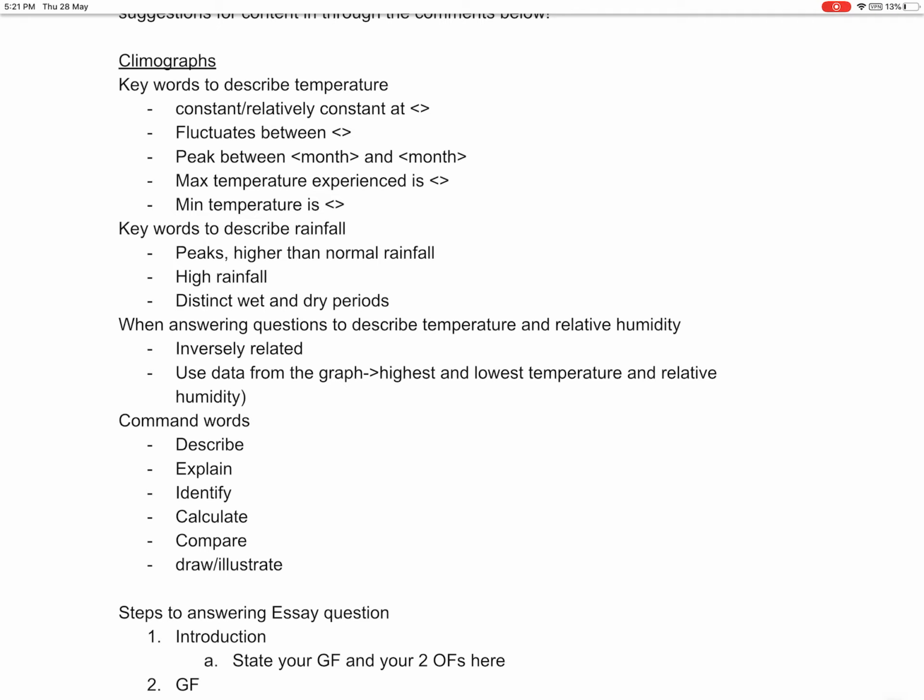For drawing and illustrating, make sure you draw clearly, label clearly, and include all the keywords that are needed in your diagram. Some diagrams that you need to know how to draw are cloud formation, rainfall, and local winds, which are sea breeze and land breeze. If you're not sure how to draw, I have them in one of my videos. You can just search up clouds and rain, or wind, for my Getting Geography video about how to draw those diagrams as well.